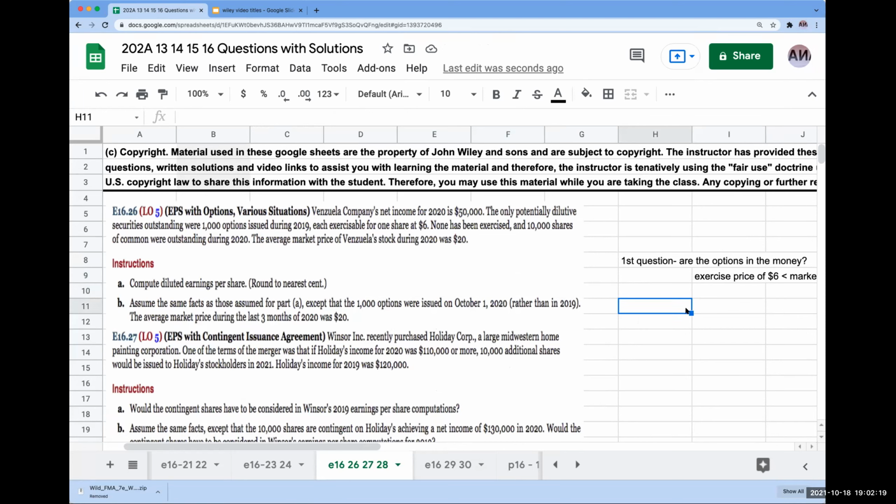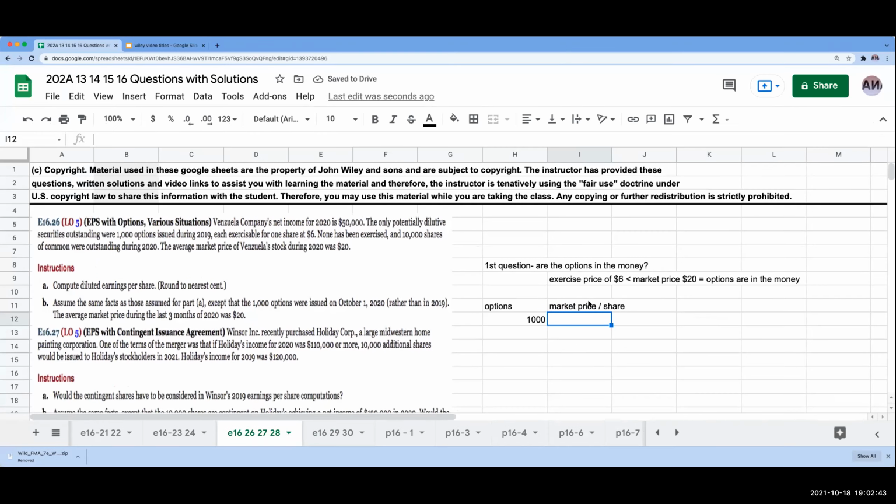So the first thing that we're going to do is say, okay, if we were to exercise these options, how much money would the person make? So you've got the number of options, which is 1,000. Let's do it this way. We'll say options, market price per share. And my market price per share right over here is 20. So the total value is going to be 1,000 times $20 per share. So this is basically what the value of these options is right now.